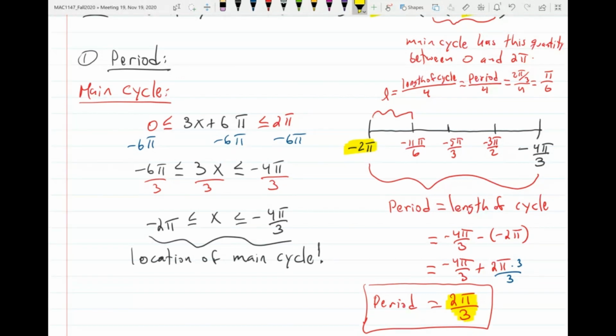Okay, do you understand how we constructed this main cycle? Because now we are ready to graph with this information. The whole point is getting this picture that we have right now of the main cycle. Do you understand this?